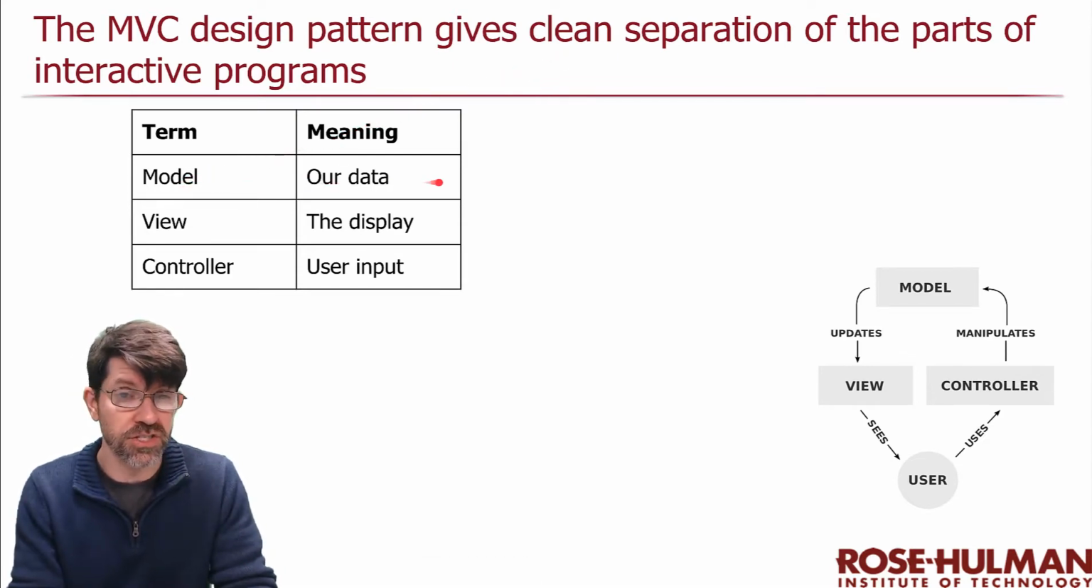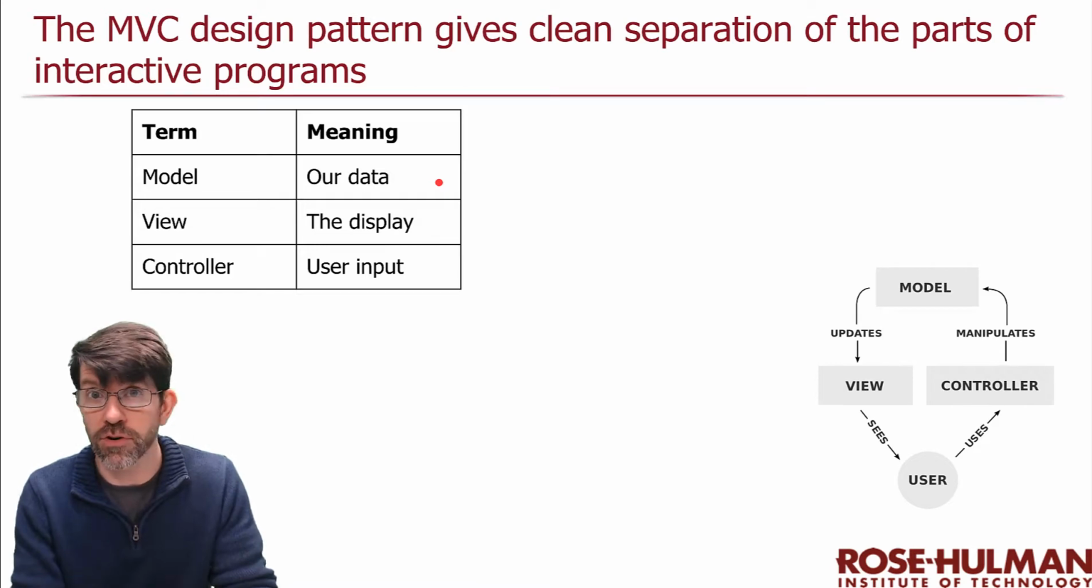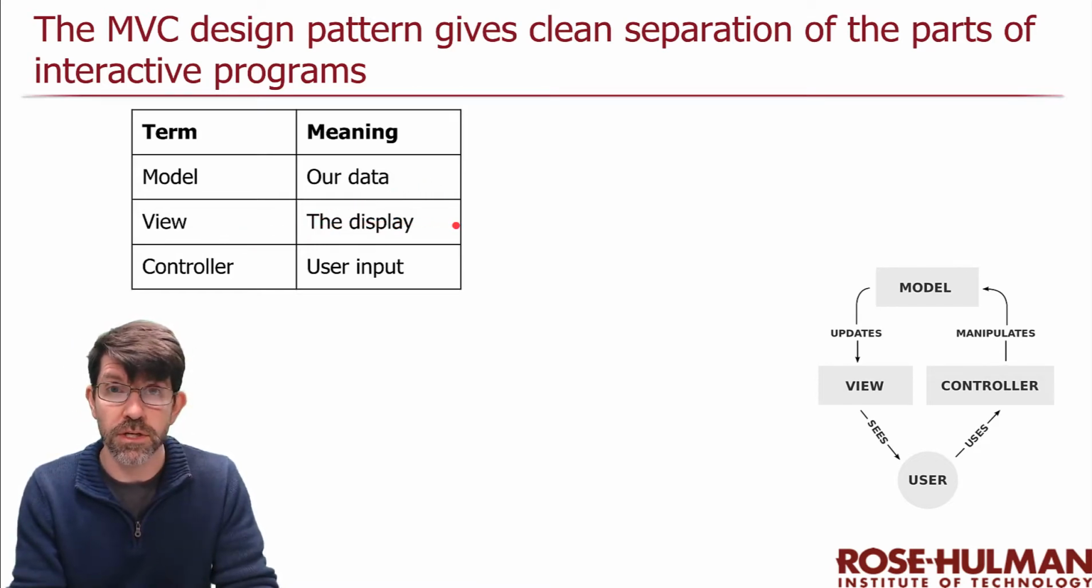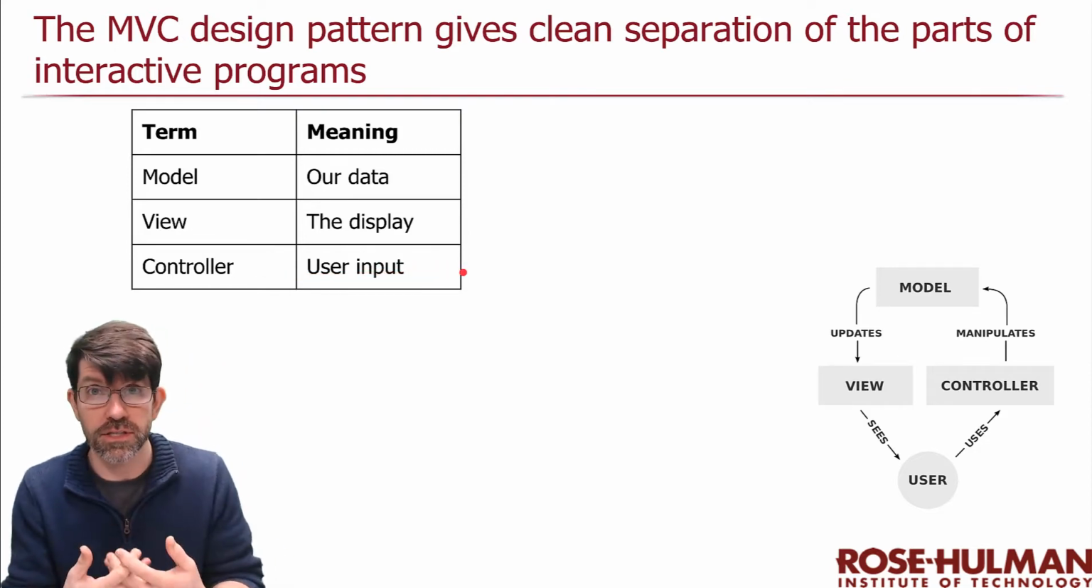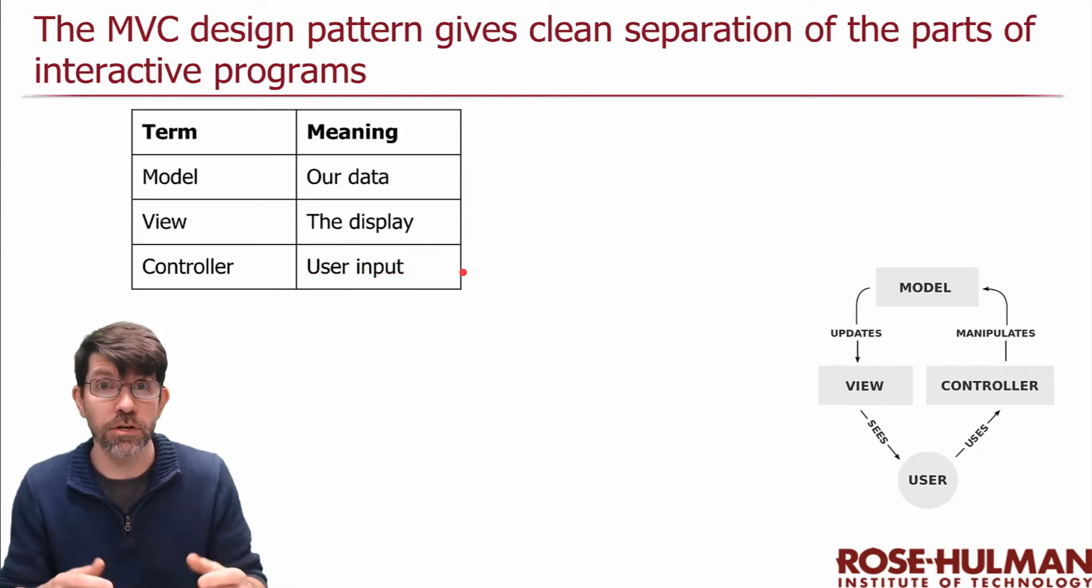So the model is simply the data that we're keeping track of in the program. The view is what's shown to the user on the screen. And then the controller is essentially what binds those two things together, and is typically things like the user input.